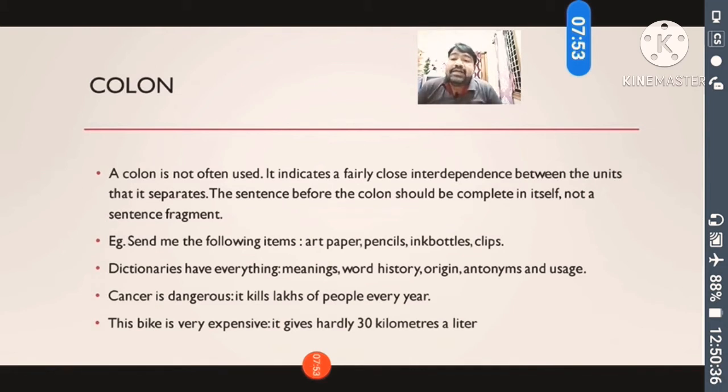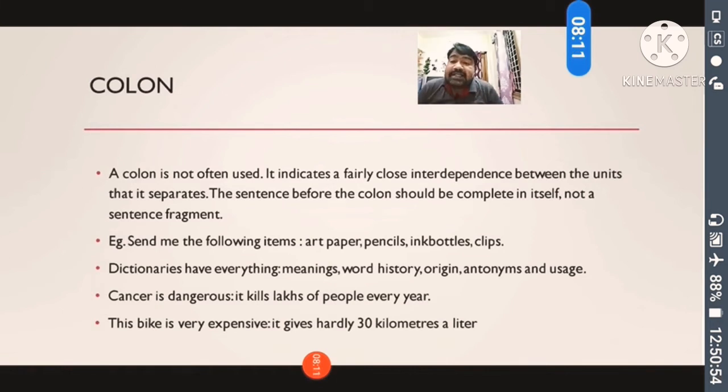Dictionaries have everything: meanings, words, history, origin, antonyms, and usage. Fine. Where is the colon here? After the word everything, there is a colon. You can see it clearly. I will mark it. No problem.